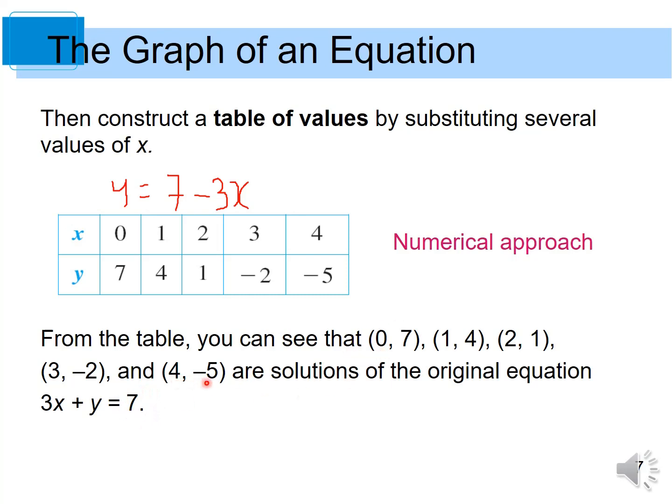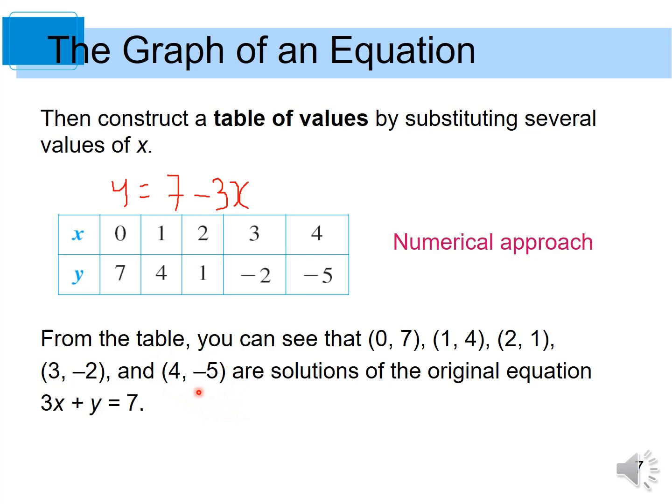And the last point, we try to take the last point, (4, -5). So 4 you substitute here. So we have 3 times 4, which is 12, then plus negative 5, equals 7. So meaning that the last point is correct.